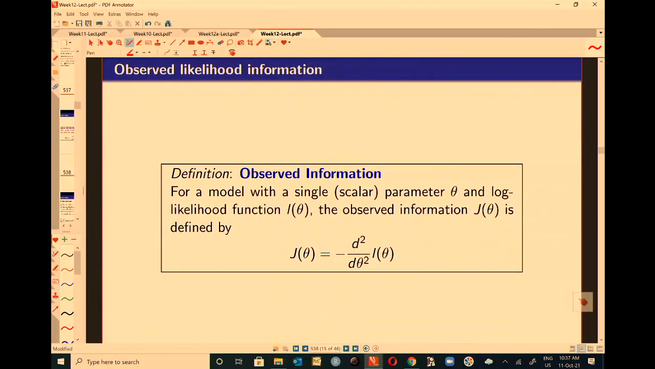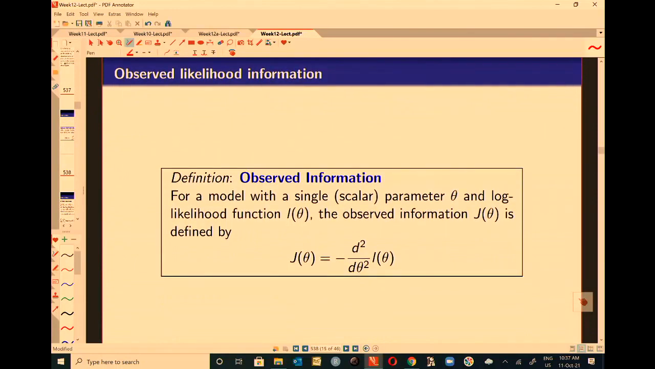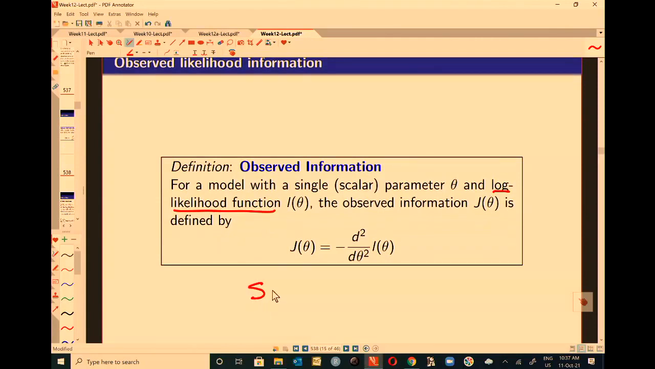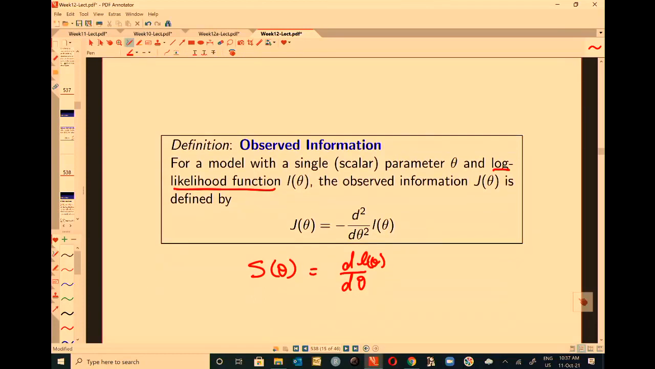The other idea here is observed information. So the first derivative of the log likelihood function was what we call the score vector. So S at theta was d by d theta of the log likelihood. The second derivative, its negative, is what we call the information.